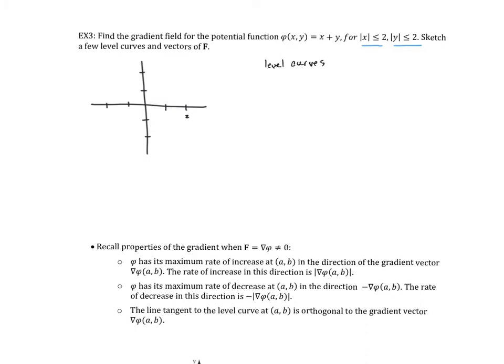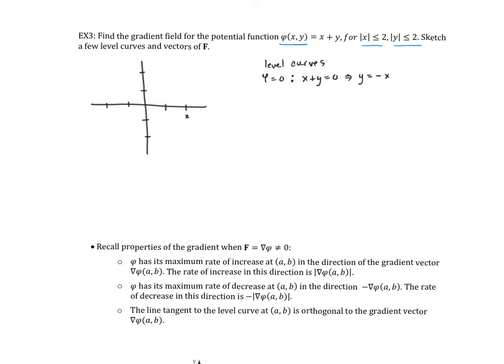So, if I was going to draw a few level curves, all I have to do is take my potential function and set it equal to some constant. Why not start with 0? So, if phi is equal to 0, that means that I have x plus y equal to 0, right? Maybe it's easier to see if I solve it for y. Y is equal to negative x.